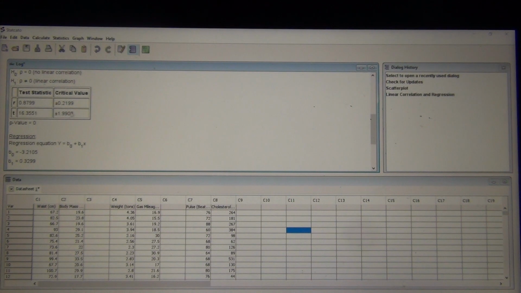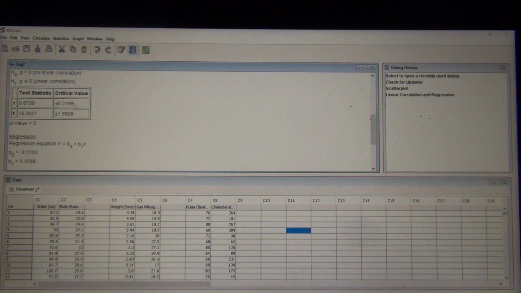And here's the critical value. But here is the R value, 0.8799. And again, that is a very strong positive linear relationship, right? We learned that last time. Notice this is interesting. It gave us a critical value for the R.